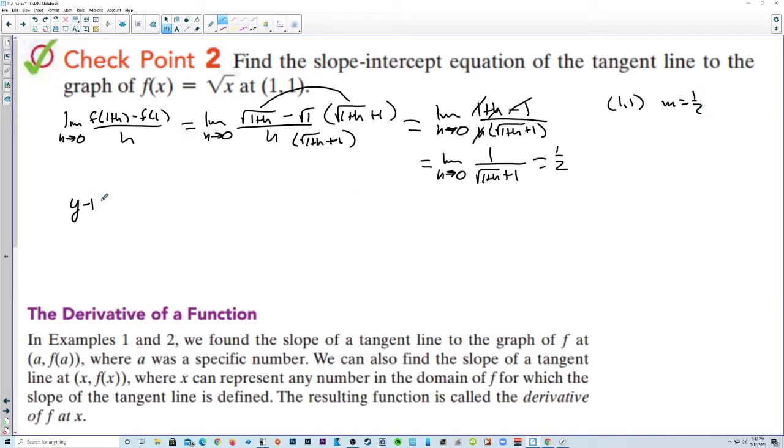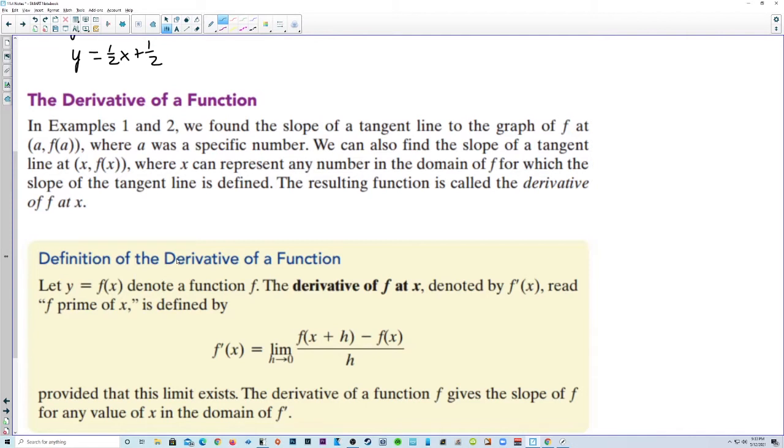Let's go: y minus 1 is equal to 1/2 times x minus 1. That's the point-slope form. And we get 1/2 x minus 1/2. So y is equal to 1/2 x, and then when we add 1, negative 1/2 plus 1 is plus 1/2.